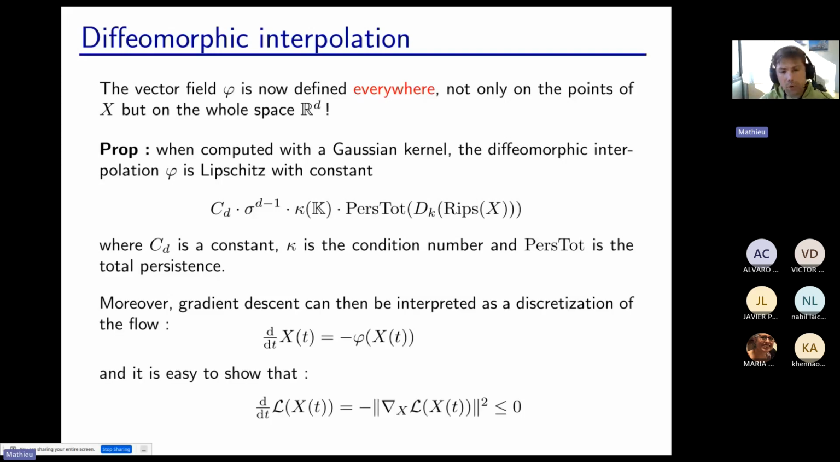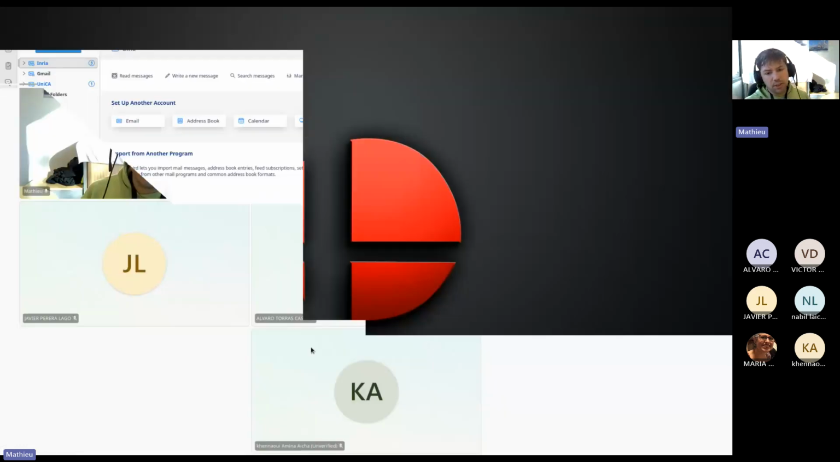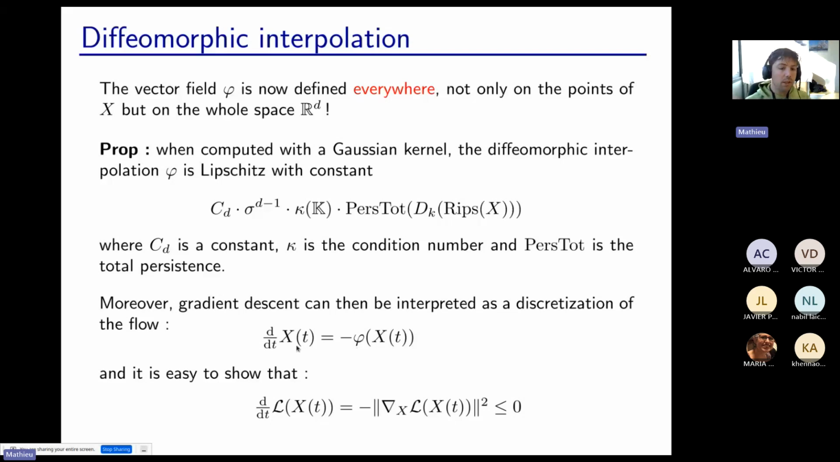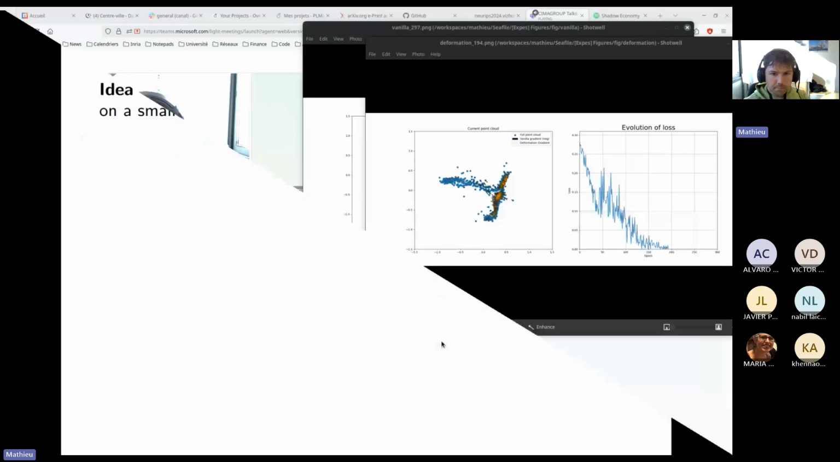All right, moreover, you can also show that, and this is what I meant when I said a topological force, if you extend the gradient descent with this diffeomorphism, then you can more or less see the gradient descent process as an approximation of an ordinary differential equation, where the derivative of the points is given by a flow, by the diffeomorphism that you learn from the gradient on the critical simplices, applied on the point cloud.